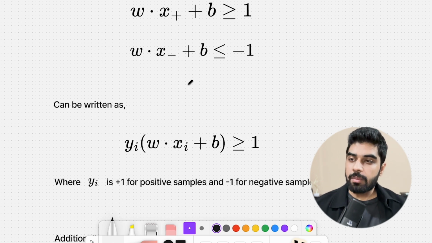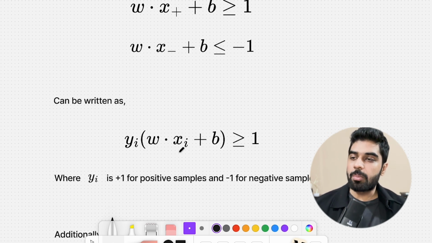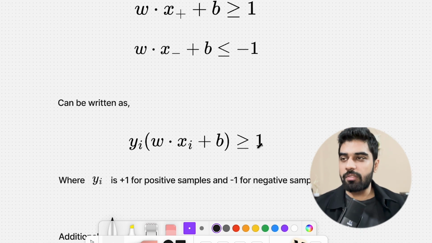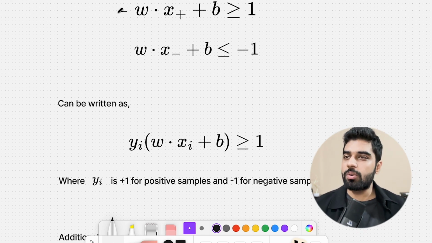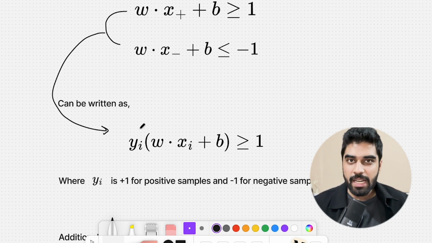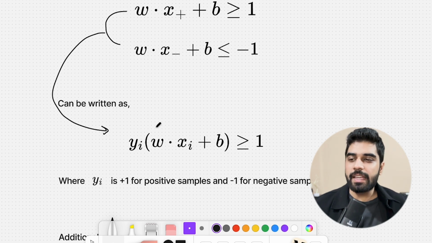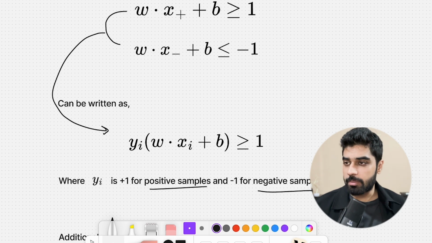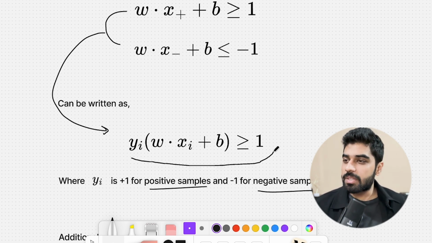Now the same thing can be written as yi times (W dot xi plus b) is greater than or equal to 1. What we have done is just encapsulate both of these equations into one single equation by introducing a mathematical convenience called yi, and yi can take the value plus 1 for positive samples, and it can take the value of negative 1 for negative samples. So essentially the final equation that we have becomes something like this.